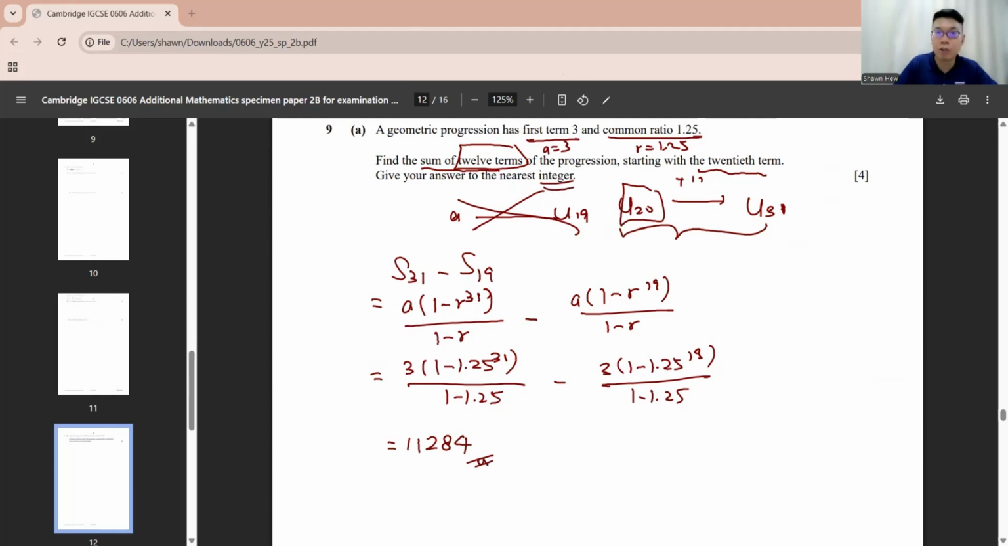Nearest integer. If your answer is not this, then we'll minus 1 mark, because they specifically give you a specific accuracy that you must follow.